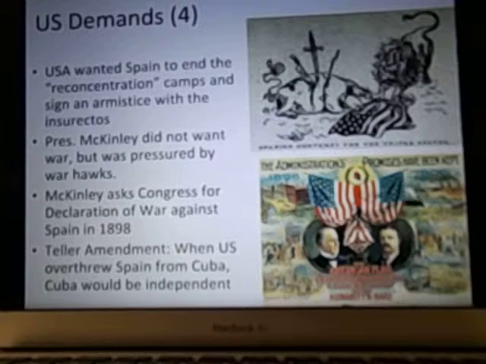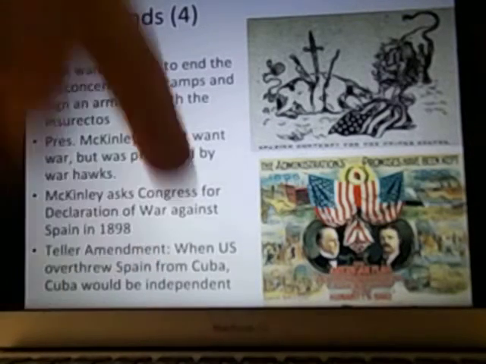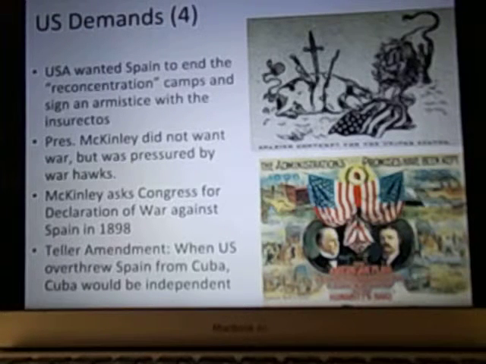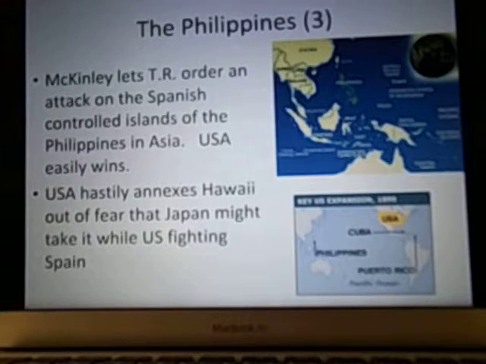McKinley did not want this war, but he got pressured into it. The United States promised Cuba that we would let them be independent once we got rid of Spain. That was sort of true. We sort of kept that promise, but sort of didn't. In the course of the Spanish-American War, Spain was weak. Their military was weak. It was old. It was out of date.